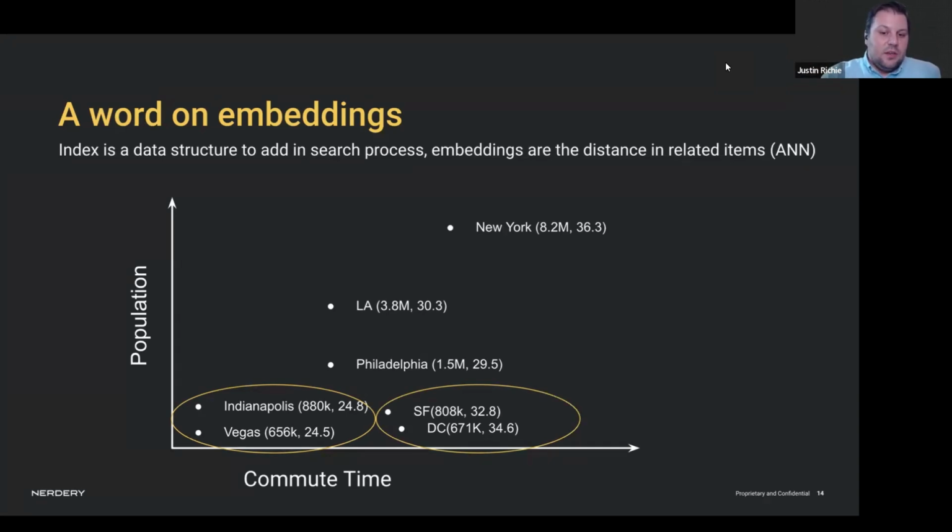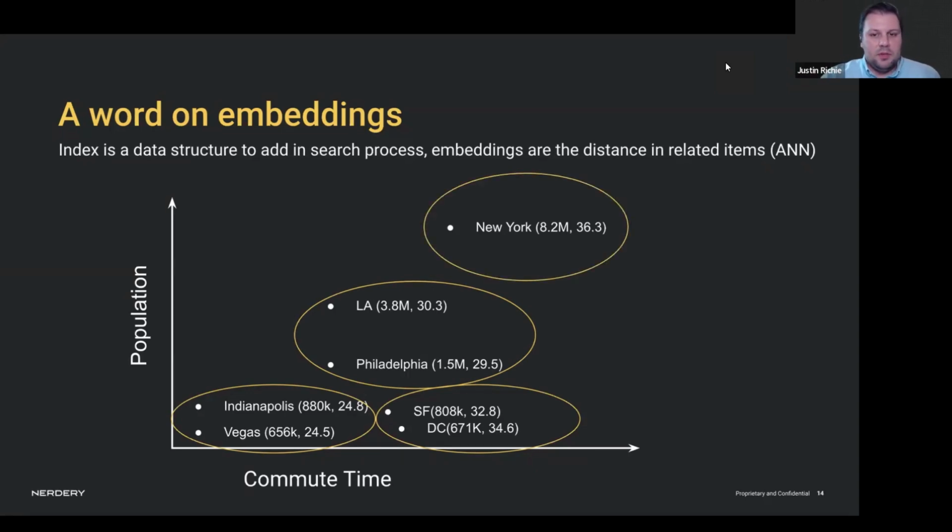DC is 671. Obviously, the larger DC proper, you can make the argument is a lot larger than that, but this is just in that downtown area. But those have much higher commutes. And you look at that, you're like, that makes sense. Those are much larger metropolitan areas. It's harder to get into. People don't live in the city as much, so there's commuting times there as well. But then you think about LA, and LA is historically, people talk about the traffic in that city, Philadelphia, but then New York's in its own camp, right? So, 8.2 million people in that larger area with a 36-minute commute time.